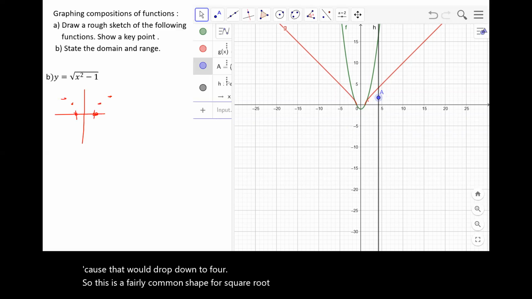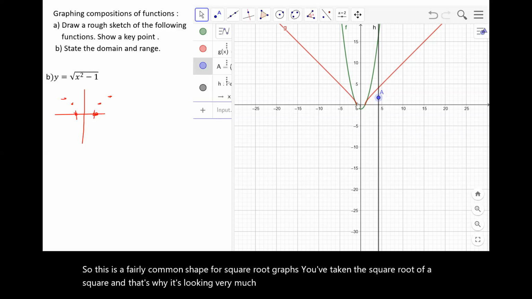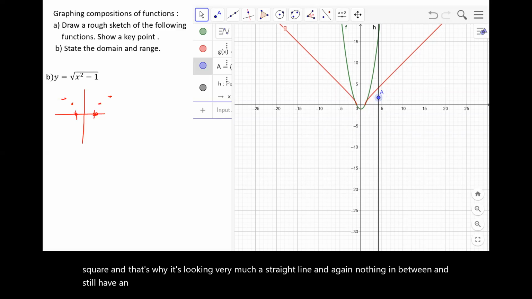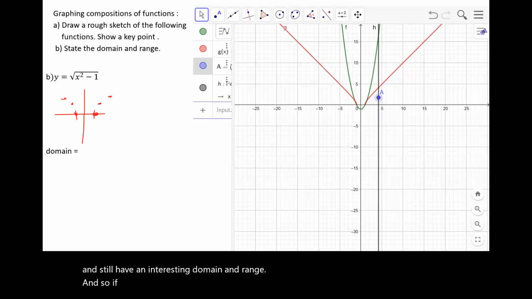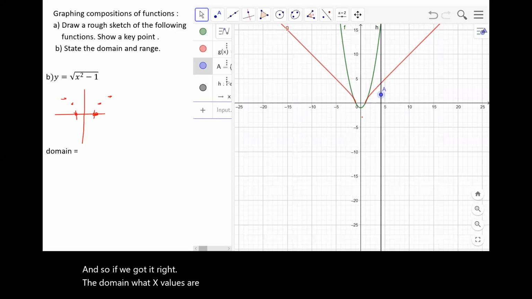You've taken the square root of a square, and that's why it's looking very much like a straight line. And again, nothing in between. This will have an interesting domain and range. Let's see if we got it right. The domain, what x values are we allowed? Maybe we should zoom back in on that.